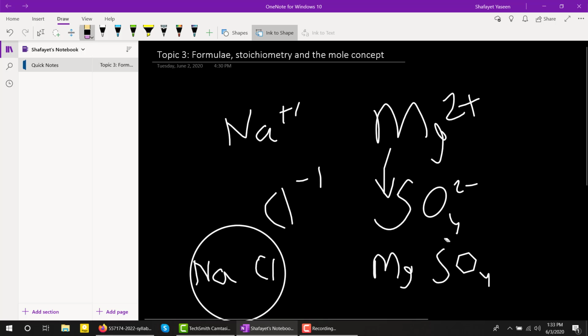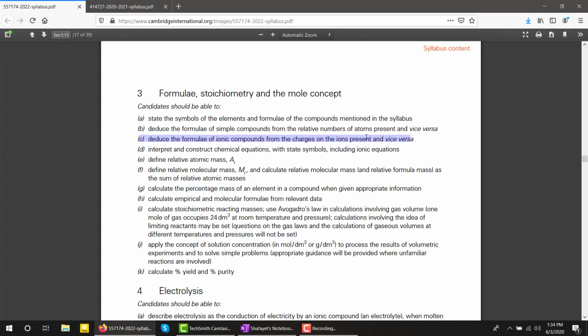So that's it. And the vice versa stuff. For instance, when you have NaCl here, since the ratio is 1:1, it's pretty obvious that there must be a +1 here and a -1 here. So yeah, that's just what they mean by vice versa. Alright, so we're done with the third outcome. Let's move on to the fourth.